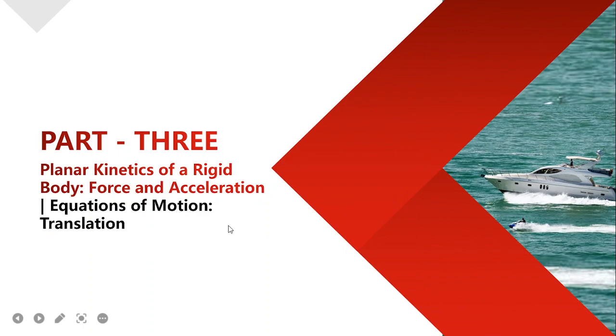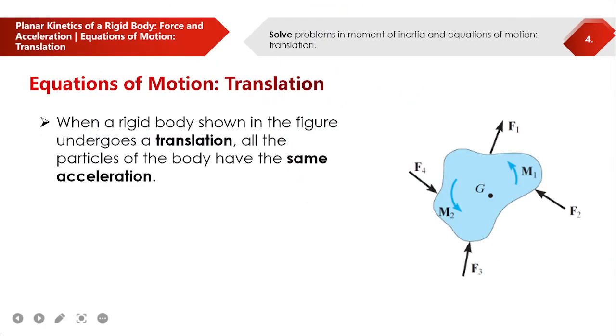Next, in part 3, let's apply those derived equations when your body is in translation. Again, to recall, translation comprises two kinds of motion, rectilinear and curvilinear motion. So just go back to what we learned earlier in our previous lessons. Okay, it says here that when a rigid body shown in the figure undergoes a translation, all the particles of the body have the same acceleration. Take note that in translation, all of the particles of the body must have the same acceleration. Okay?